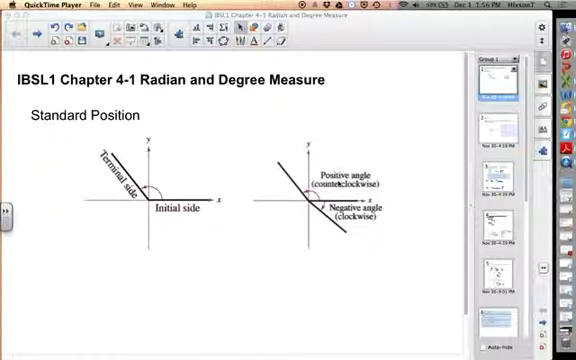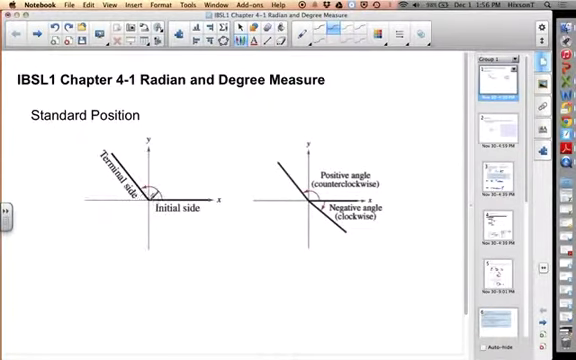First of all, the vertex of the angle is at the origin. Okay? It's at the origin. And also, one side of the angle will always be on the positive x-axis. We call that the initial side. Initial is another word for starting. Okay, this is where our angle is going to start.